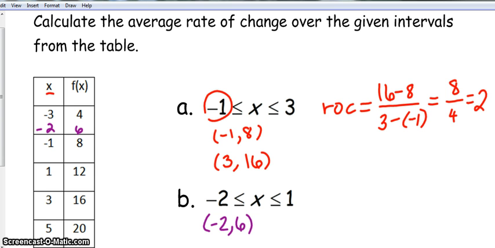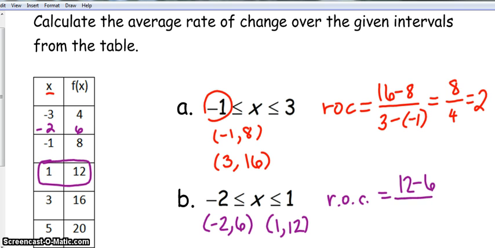And fortunately, I do have the point where x is 1, 1, 12. All right, so I'm going to calculate that rate of change again. So 12 minus 6 over 1 minus -2. So I have 6 over 3, and I get 2.